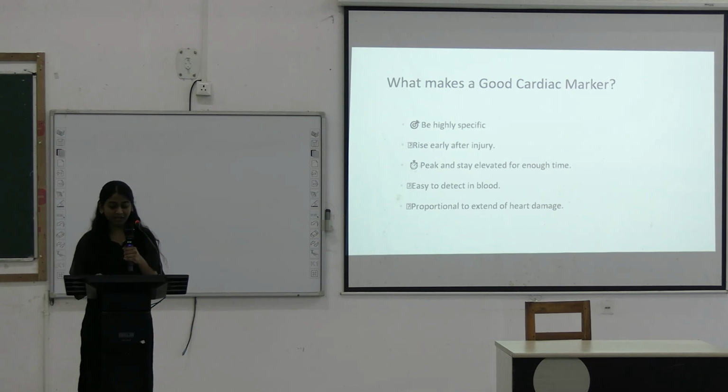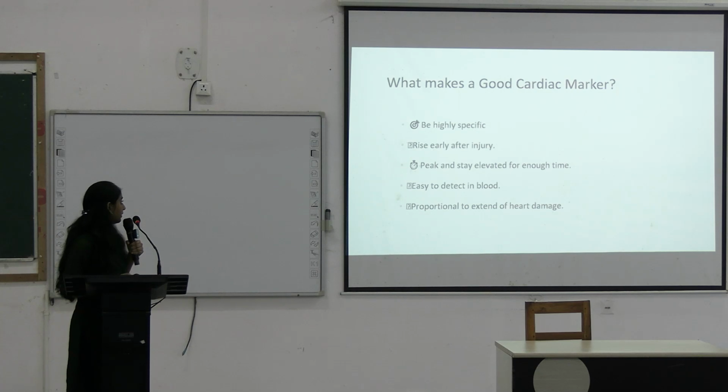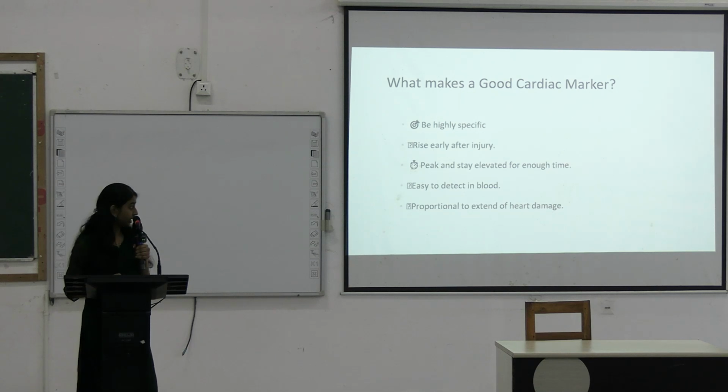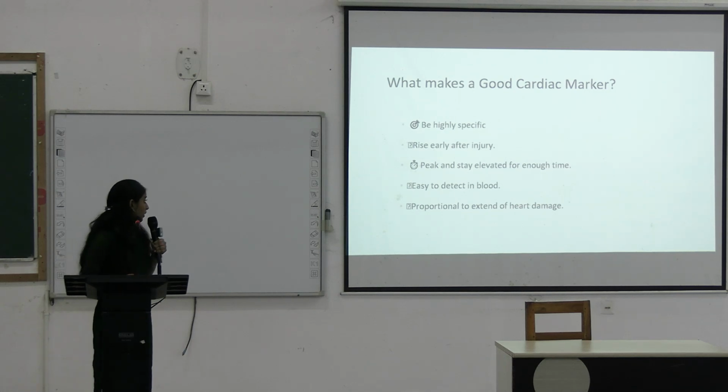Troponin is a highly cardiac-muscle-sensitive cardiac marker. It should rise early after the injury. It should detect even the smaller injuries in the cardiac muscles. For example, myoglobin detects even the minor injuries and rises within the span of 1 to 2 hours.